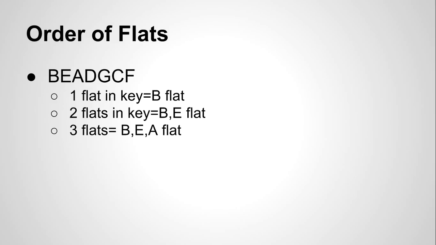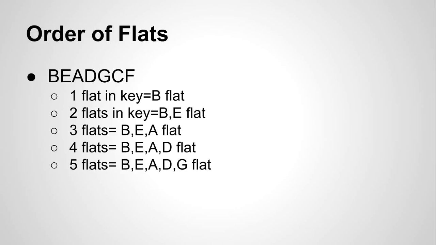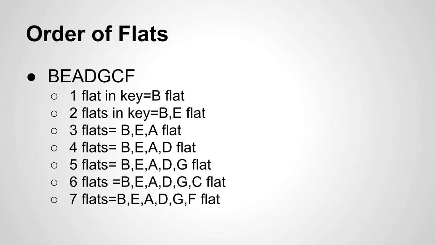How about four flats? B, E, A, D. Five flats? B, E, A, D, G. Six flats? B, E, A, D, G, C. Flat, all of them. And how about seven flats in the key signature? That makes every letter flat, B, E, A, D, G, C, and F. And if you look here on this PowerPoint, I skipped C, but it's supposed to be in there, so please excuse that error. And that's it. There's no more. You're not going to see eight flats in a key signature, maybe in an exercise, but you won't see it in practical music.